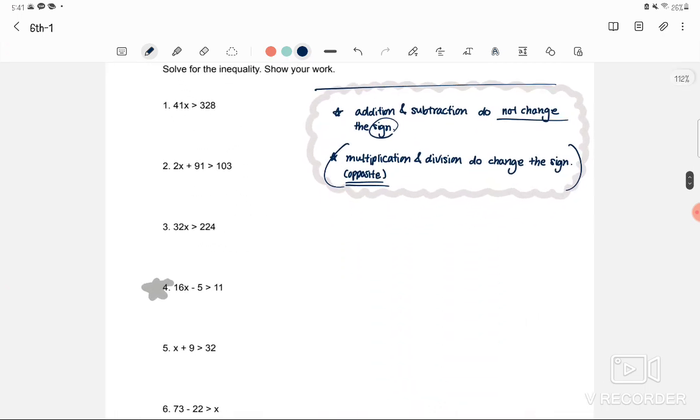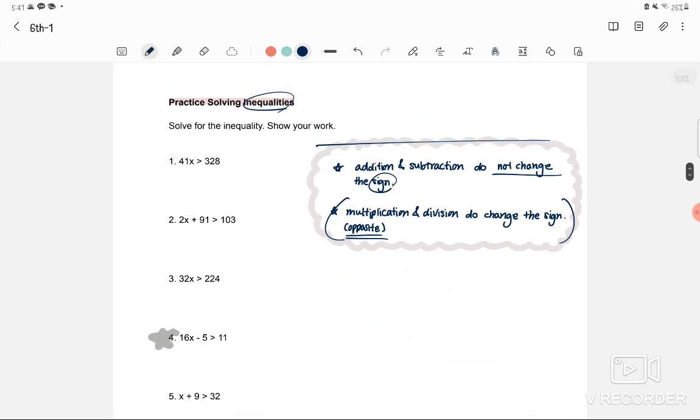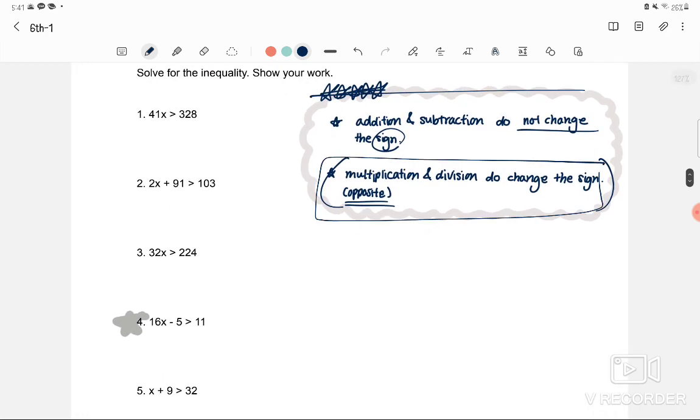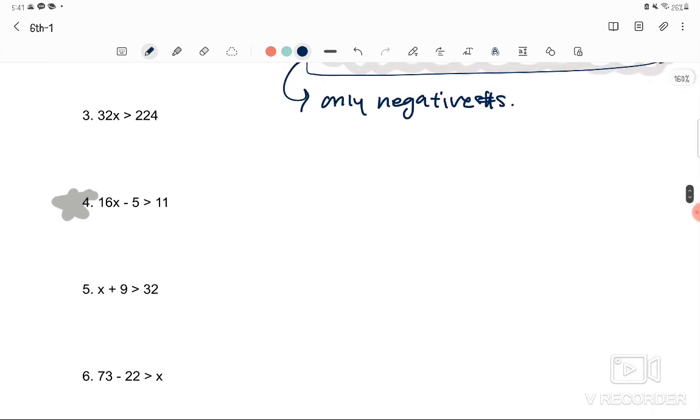Okay, so let's move on to inequalities. I also recommend you memorize this: addition and subtraction do not change the sign, and multiplication and division do change the sign. However, one more rule applies here, only for negative numbers. So if you multiply or divide by positive numbers, it does not change. But if you multiply or divide by negative numbers, they do change. That's the only exception.